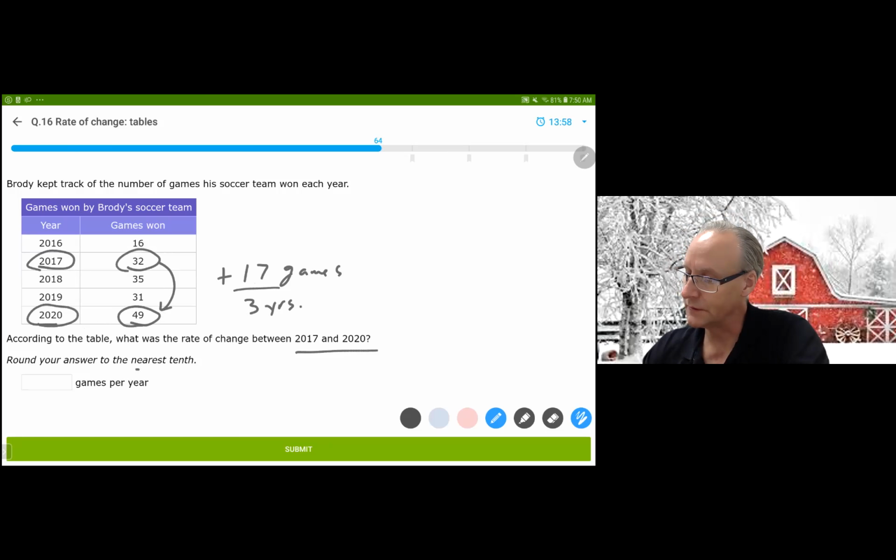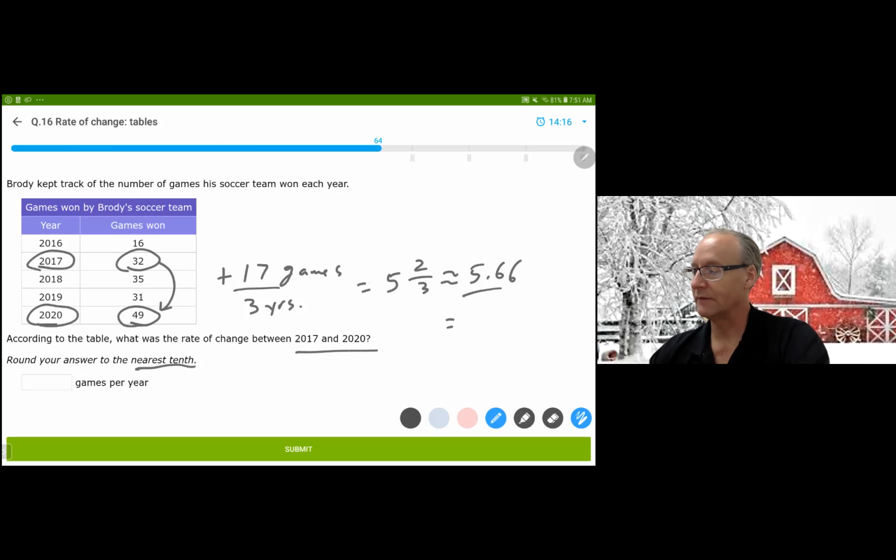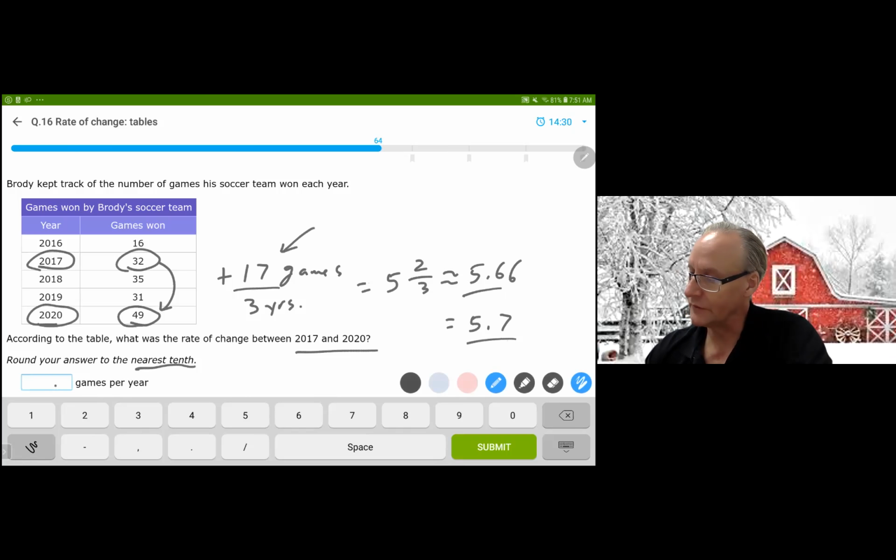And we want it to the nearest tenth. So we have to divide the 3 into the 17. It goes almost 6 times, doesn't it? That's going to be 5 2/3, which is 5.66. And if we round that to the nearest tenth, we're talking about 5.7. It is helpful to know your decimals because that way you don't have to grab your calculator every time you have a division or something. That would be positive, right? 5.7.